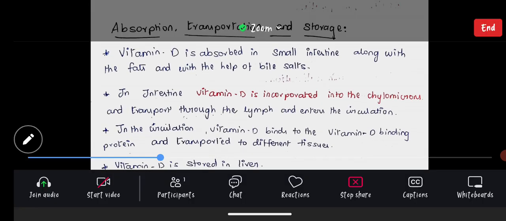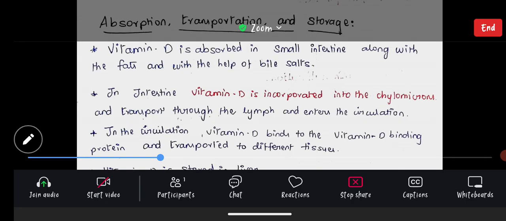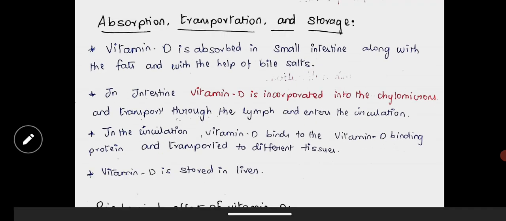Now absorption, transportation, and storage. Like in vitamin A we saw, right? Retinol is converted to retinyl ester and transported to the liver and so on. It is the same way for how vitamin D is absorbed, transported, and stored. Vitamin D is absorbed in the small intestine along with fats and with the help of bile salts. See guys, all the fat soluble vitamins are absorbed with fats and bile salts only. The intestine is the major site of absorption of vitamins.